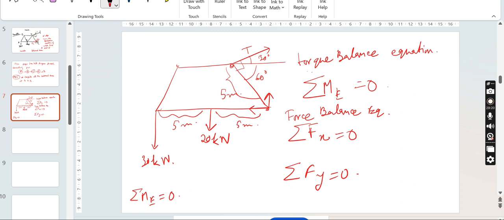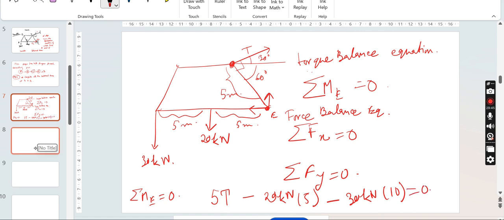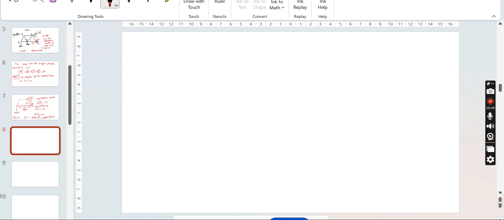Here you can see that this point is 5 meters away from point E. So 5T minus 20 kilonewton times 5 meters, minus 30 kilonewton times 5 plus 5, 10 meters, equals 0. I am writing kilonewton to indicate that T will be in kilonewtons. So T will be (20 times 5 plus 30 times 10) divided by 5, which is 80 kilonewton.